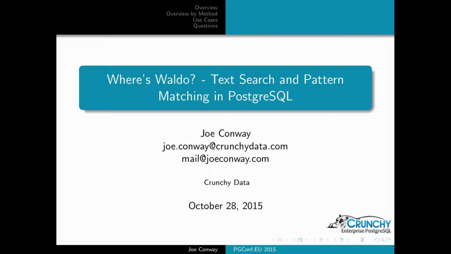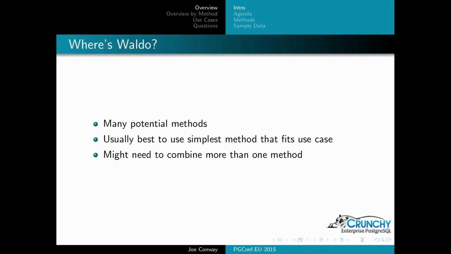All right. So this is a presentation I gave just last week at the conference in Europe on text search and pattern matching. The gist of it is that there's a lot of different ways that you can do pattern matching in Postgres, and usually what you want to do is use the simplest method that'll meet your needs. There's kind of this whole spectrum of really simple ways to do pattern matching to really complex ways to do pattern matching. Generally speaking, the simplest method is going to be the fastest and obviously the easiest. So that's what you're going to want to do.